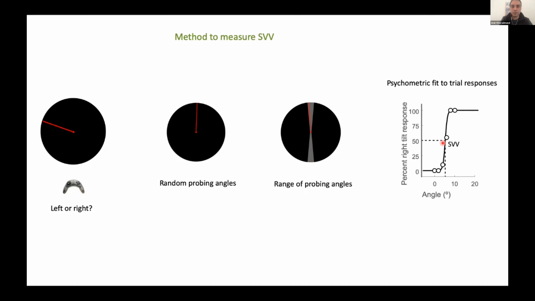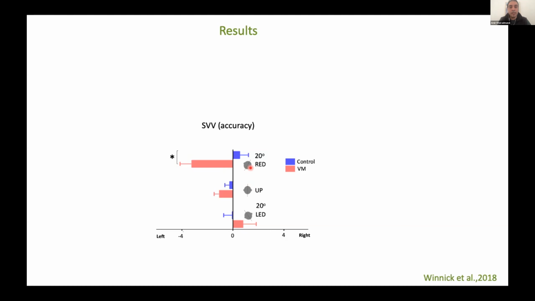And here's the result. This graph shows SVV errors in patients with vestibular migraine in red compared with healthy controls in blue. The SVV was measured in upright position and with head tilts of 20 degrees to each side. Patients with vestibular migraine showed no significant error in upright position, but there was a larger error in spatial orientation to the left with head tilt to the right, which means that they showed a larger E effect. This error is about 4 degrees, and just so we can get a sense, the Tower of Pisa is tilted about 4 degrees. So this is indeed a significant perceptual error.